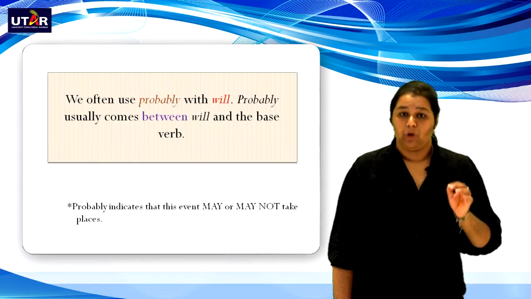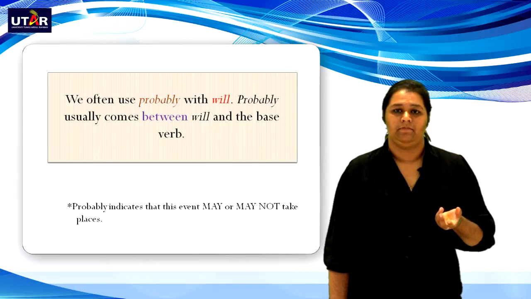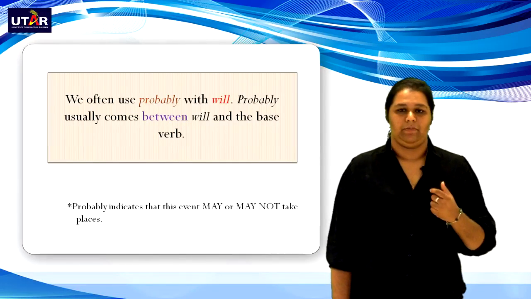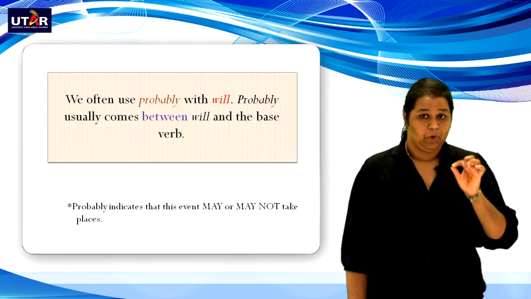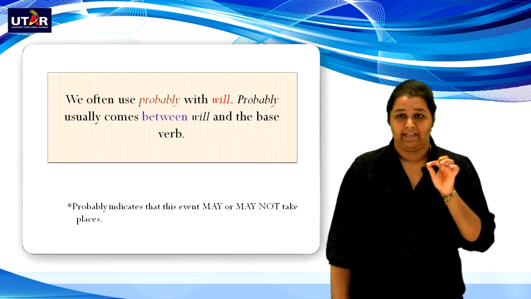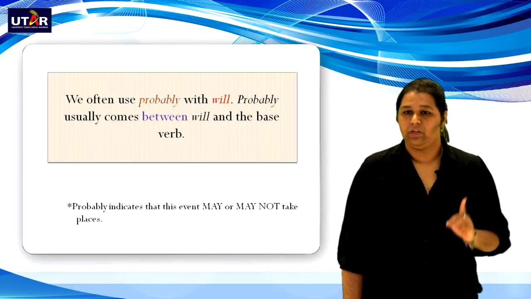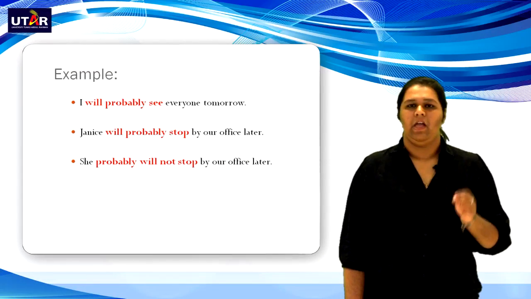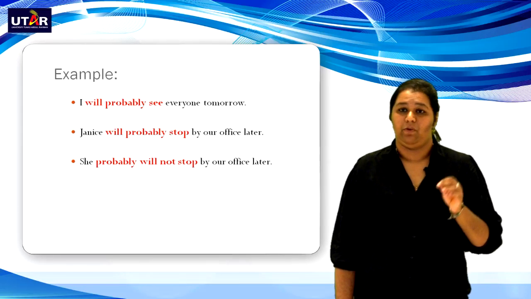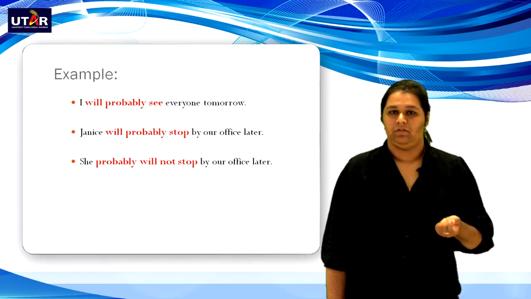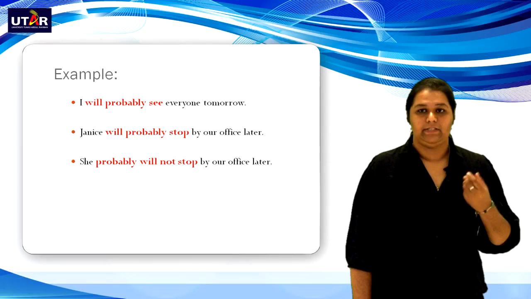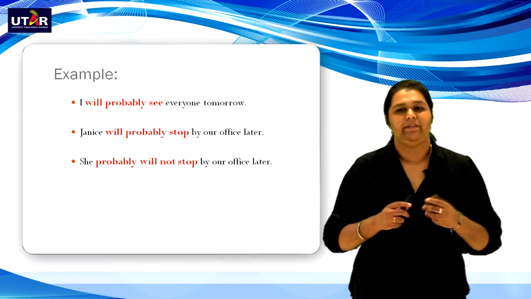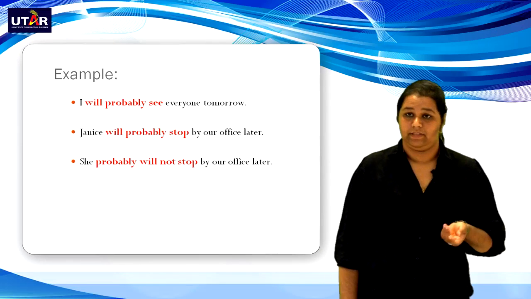We often use probably with will. Probably usually comes between will and the base verb. Remember, probably indicates that this event may or may not take place. For example, I will probably see everyone tomorrow. Janice will probably stop by our office later. She probably will not stop by our office later.